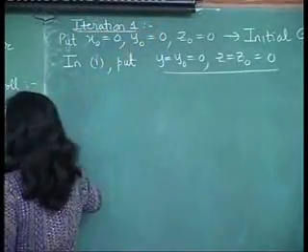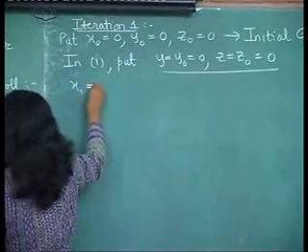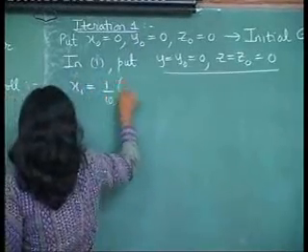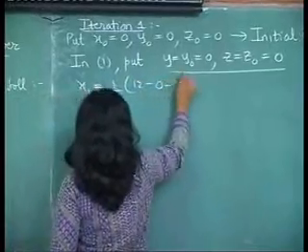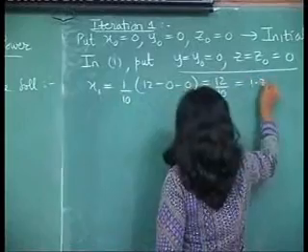So let us put y0 equal to 0, z0 equal to 0 in equation 1. We will get x1 equal to 1 upon 10 times 12 minus 0 minus 0. So that will be 12 upon 10, which is equal to 1.2.